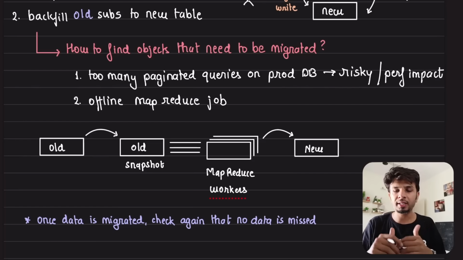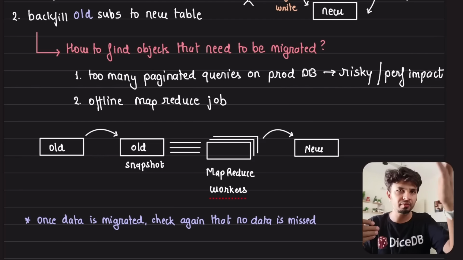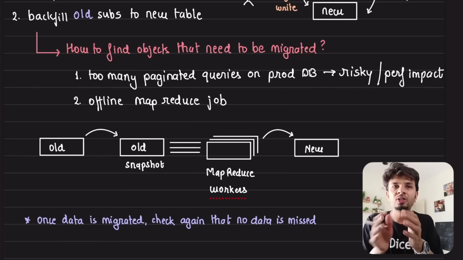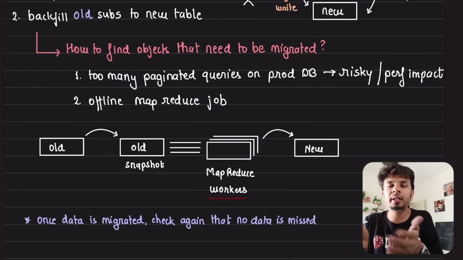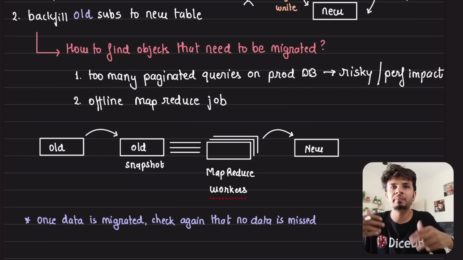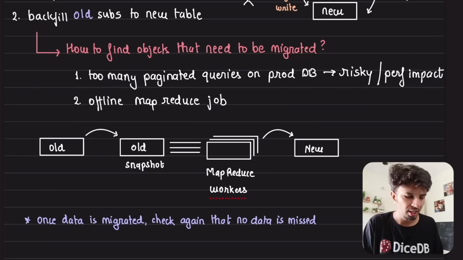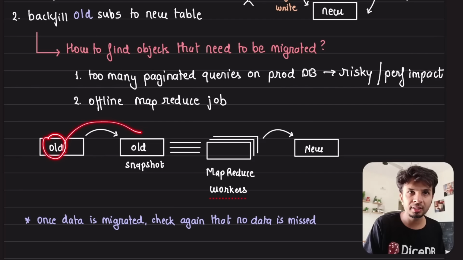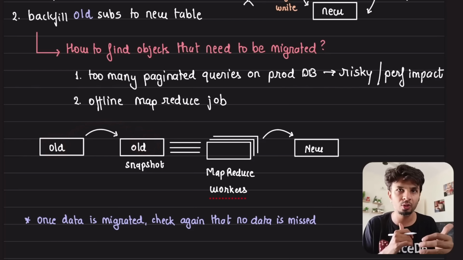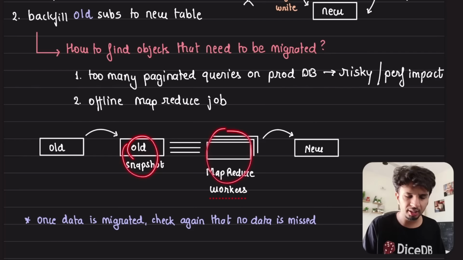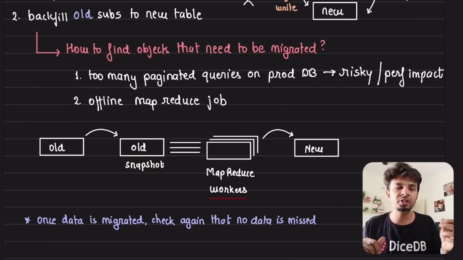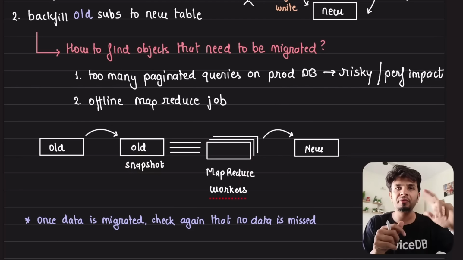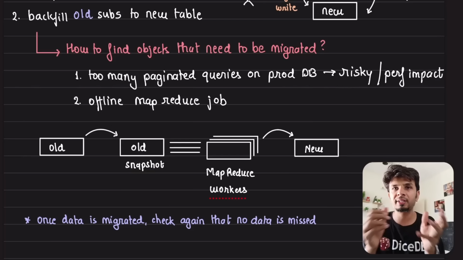So what they did is, of course, doing it in sequential fashion, we saw the calculation, how slow it can get. So they had to do it in a distributed fashion, which means they use classic map reduce workers. So they had an old table, old collection, took a snapshot. Now you have the old snapshot. On this snapshot, run a simple map reduce job, which essentially iterates through it and figures out what all needs to be moved in a distributed fashion.